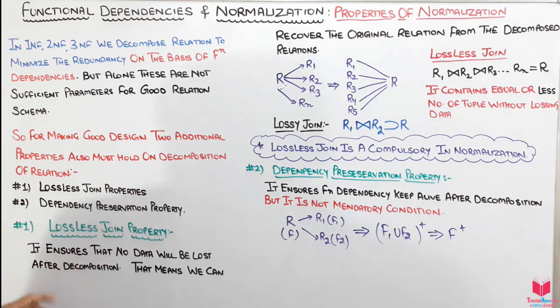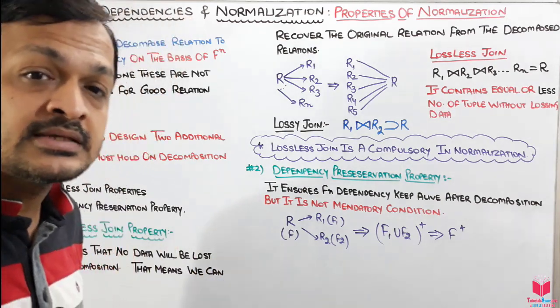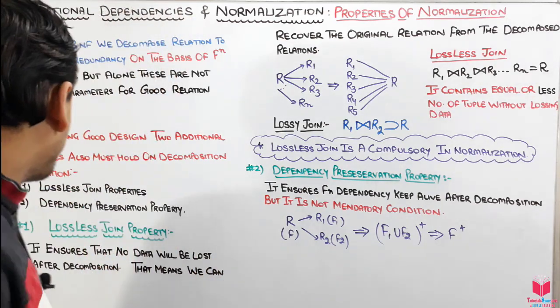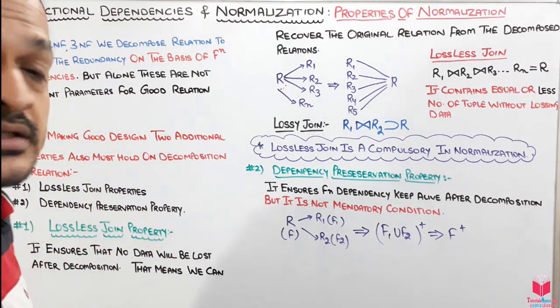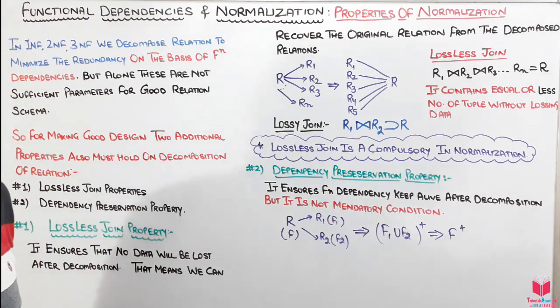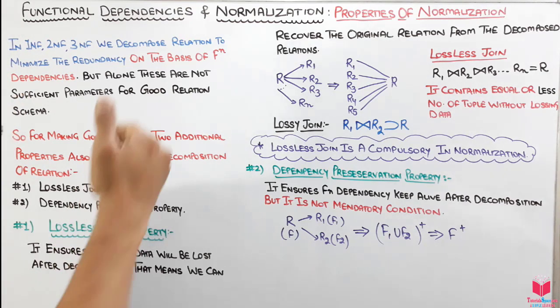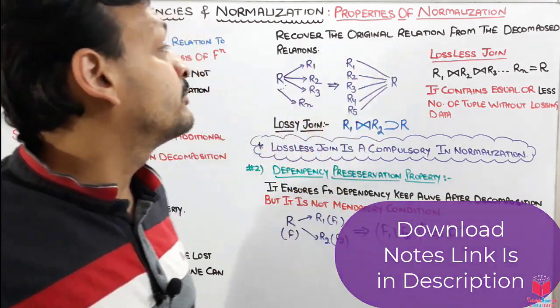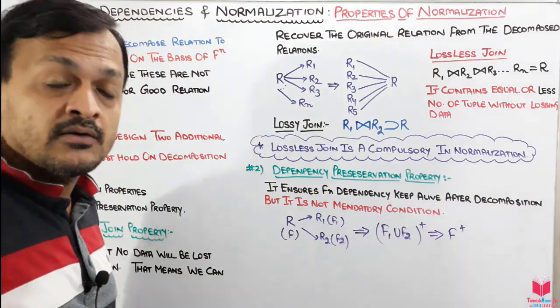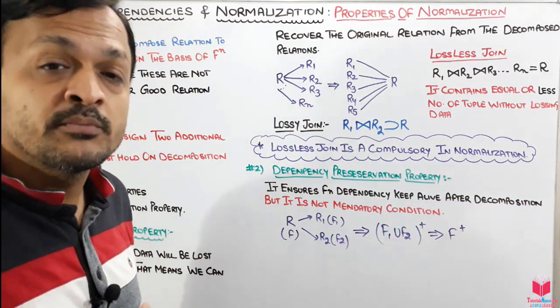The lossless join property ensures that no data will be lost after decomposition. When we decompose a relation, it may be that some data might be lost, but if we ensure the lossless join property on the decomposed relations, then no data will be lost. That is the main thing. No data will be lost at the point of decomposition. If data is lost, what is the point of normalization? That means we can recover the original relation from the decomposed relations.